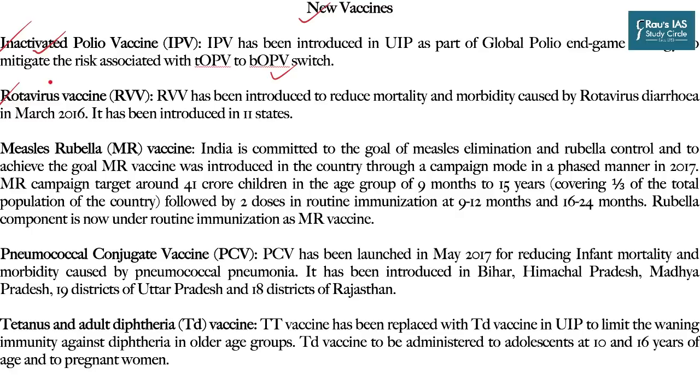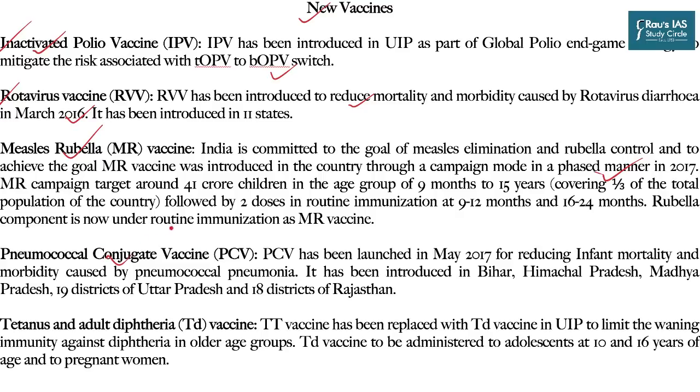Then the rotavirus vaccine has already been introduced, and this has been done to reduce mortality and morbidity caused by this rotavirus, which induces dysentery and severe forms of diarrhea in children. Then the vaccine against measles and rubella has already been introduced, because India has committed itself to the goal of measles elimination and rubella control, and for that this particular vaccine was introduced in our program in 2017.